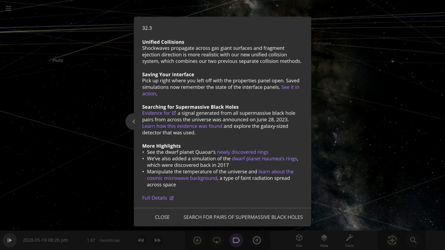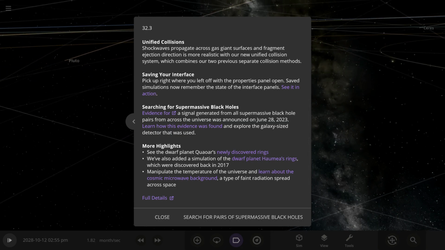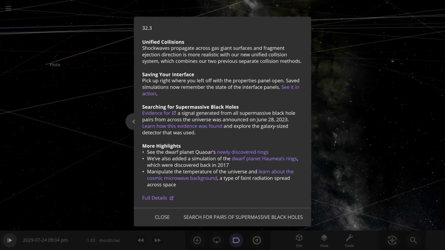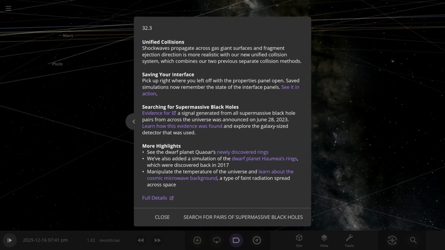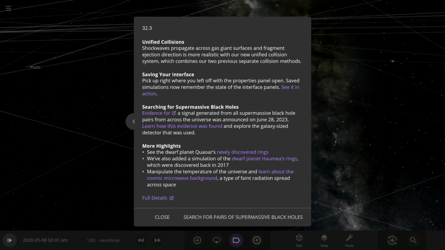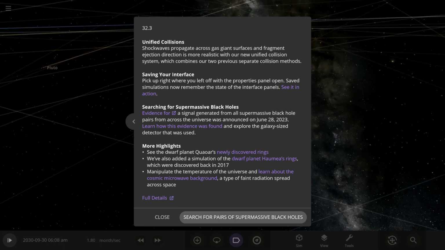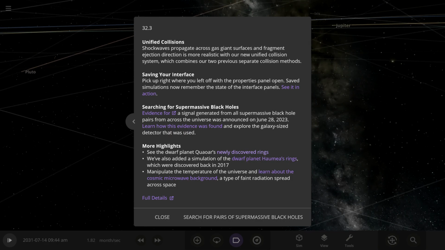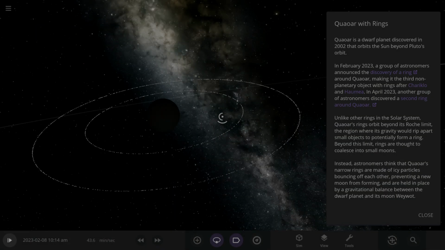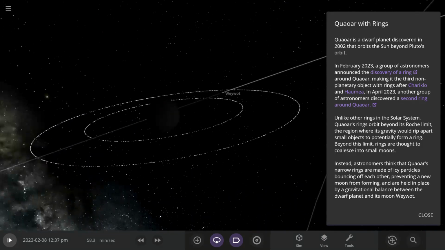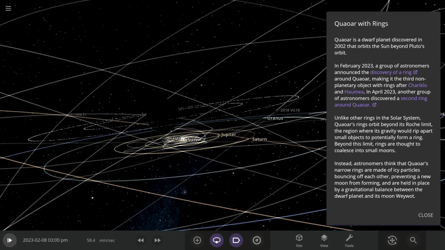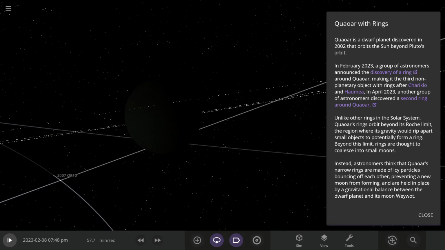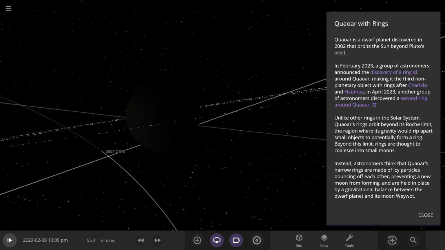Evidence for a signal generated from all supermassive black hole pairs from across the universe was announced on June 28, 2023. Learn how this evidence was found and explore the galaxy-sized detector that was used. Okay, that's the end thing. So, see the dwarf planet Quaoar's newly discovered rings. Okay, it's really far away from the Sun. Okay, so it has really thin rings, but they're rings.